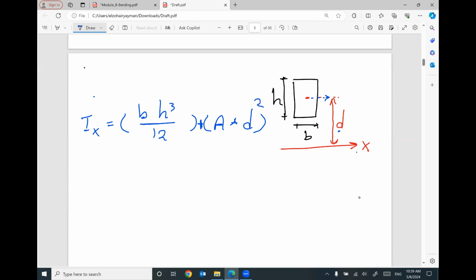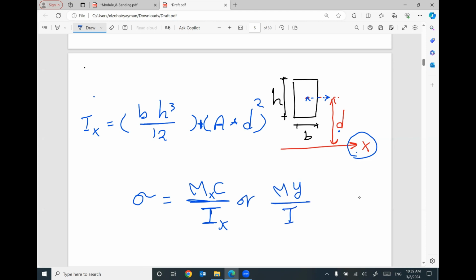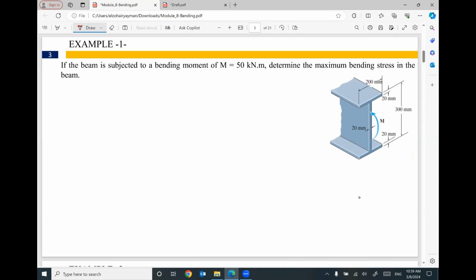Does that make sense? So this is the case if the x-axis of the cross-section is not passing through the centroid of this little rectangle. Why are you reminding us with this concept? Because sigma equals MC divided by I. Most of the time, this is Ix because this moment is M about the x-axis. Or My divided by I. Most of the time, this is Ix because this moment is Mx. That makes sense? So let's go back to our example.